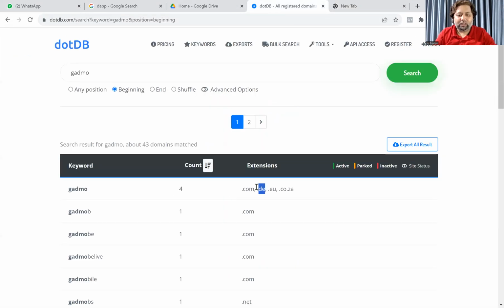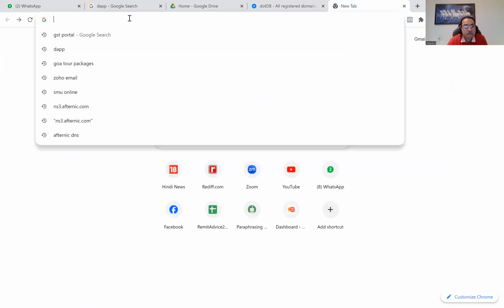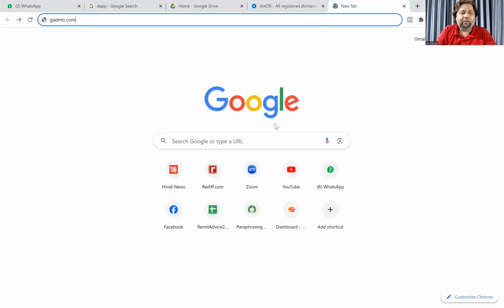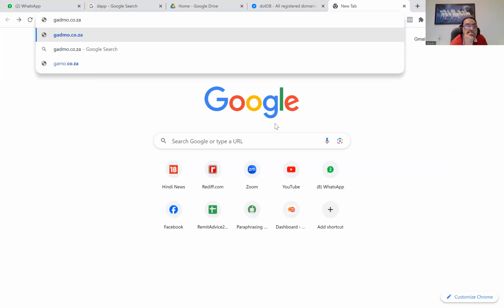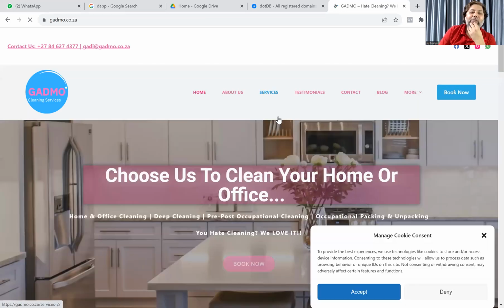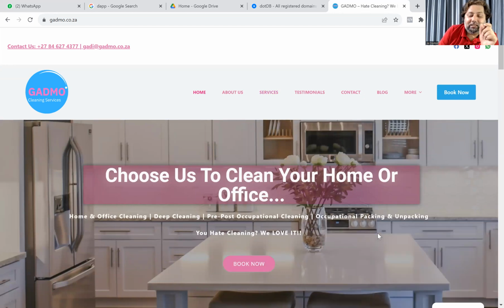Now, if I go to gadmo.eu, gadmo.de with them, gadmo.eu with them, same party. The same party is having two domains. And there's a chance they can buy my domain. There's a slight chance. If I open Gadmo.co.za, I have to check if there is a site or not. See, Gadmo cleaning services. Are you getting my point? And this site is in English.